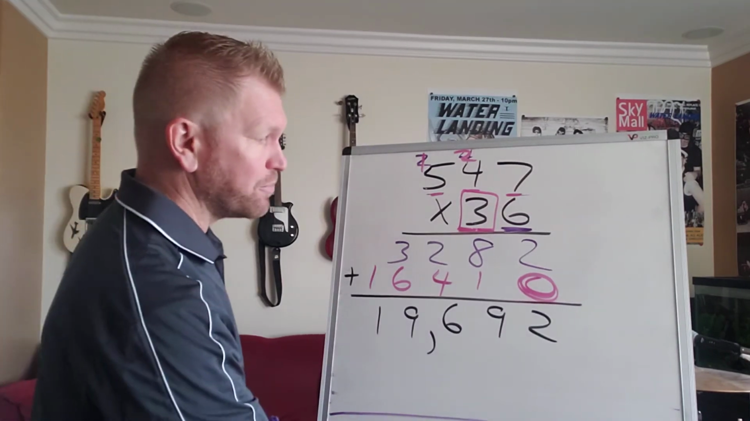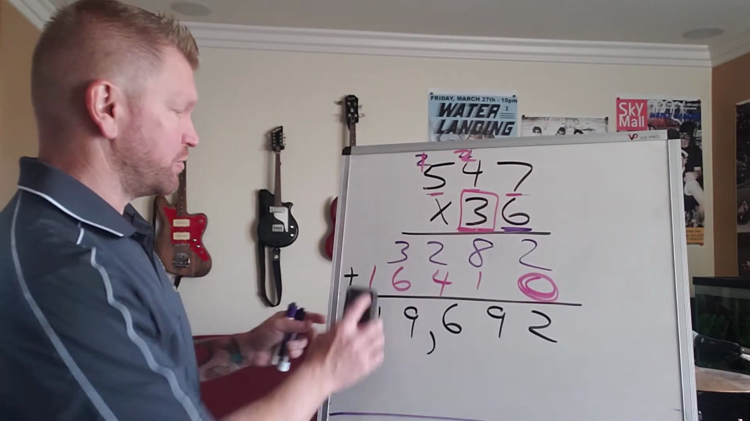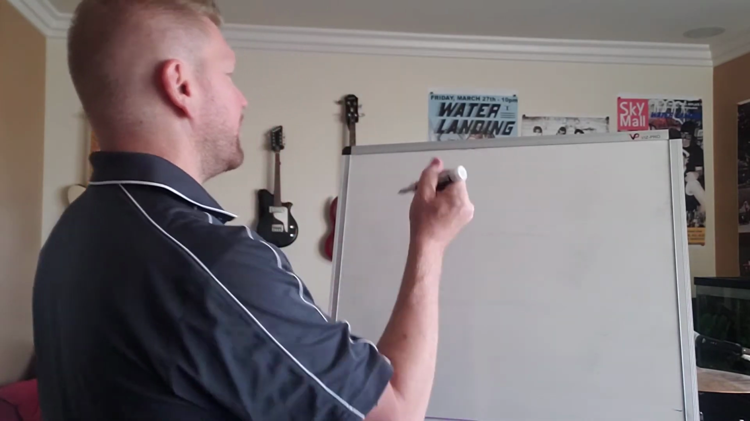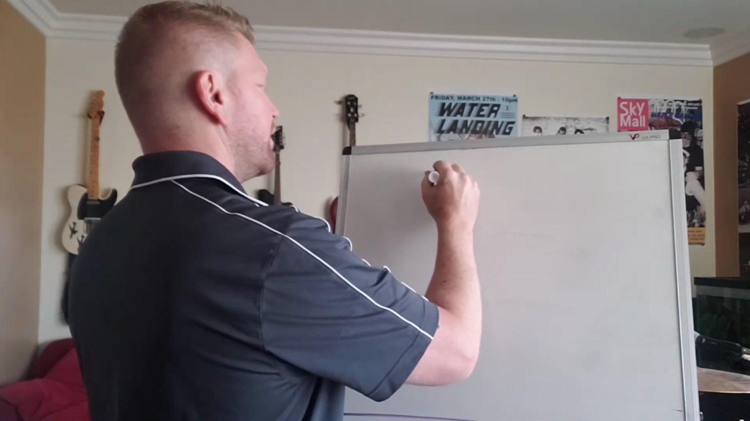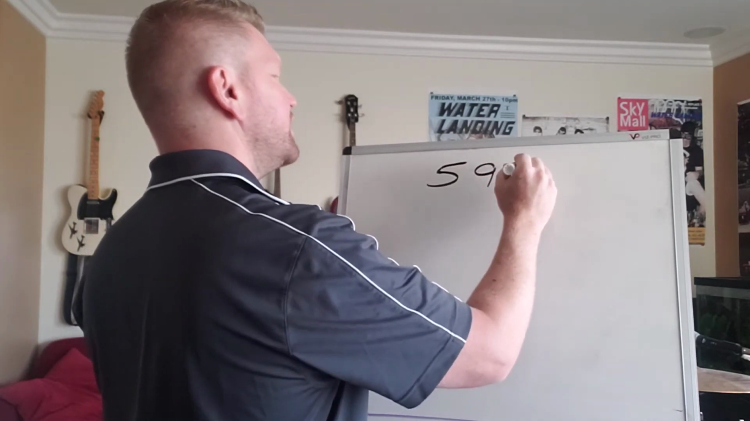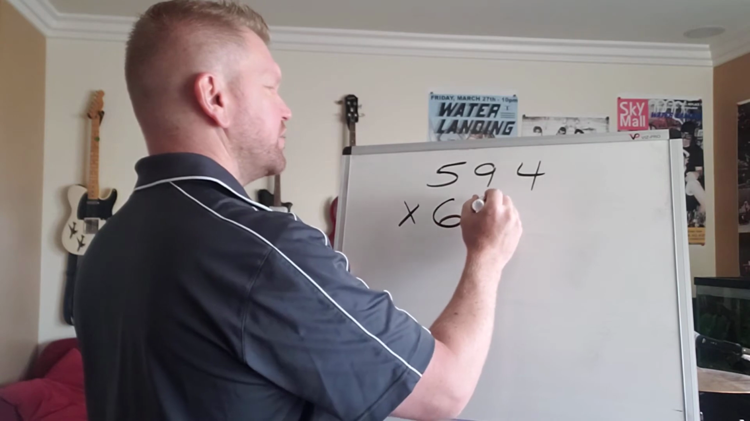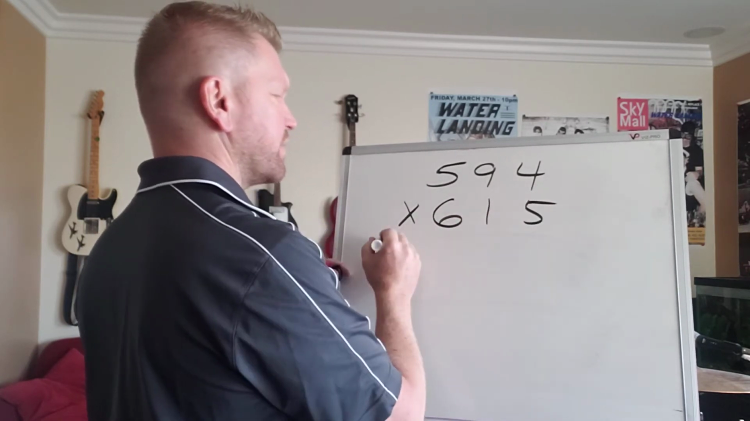Okay, let's do one more example. This time it's going to be multiplying with a 3-digit number. All right, let's do 594 multiplied by 615.